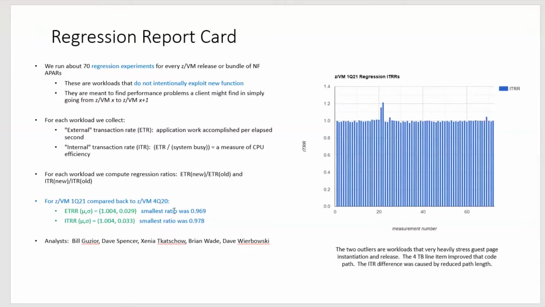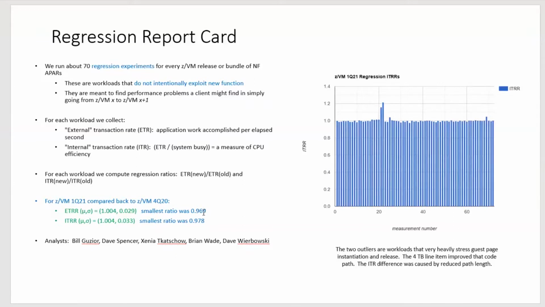So what we have here in this part of the chart is, over the whole set of measurements, what were the ETRRs and the ITRRs? And you can see that these are very close to 1 with small standard deviations. And the smallest ratio was really about 0.97.